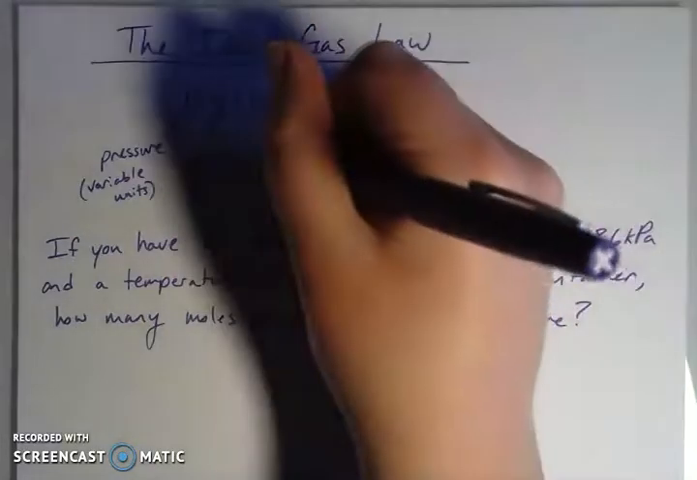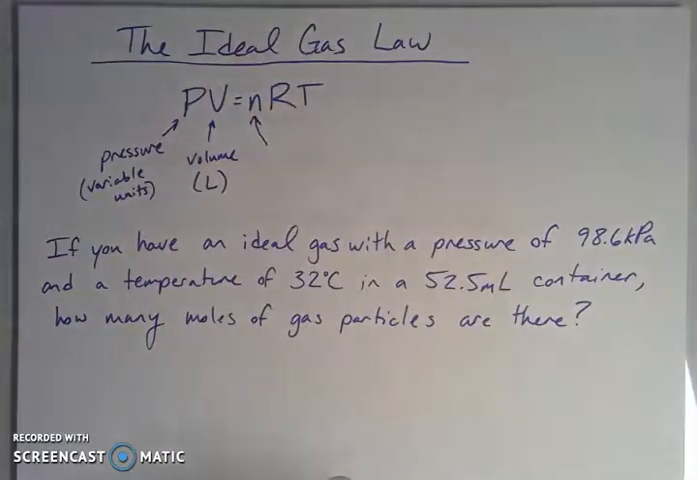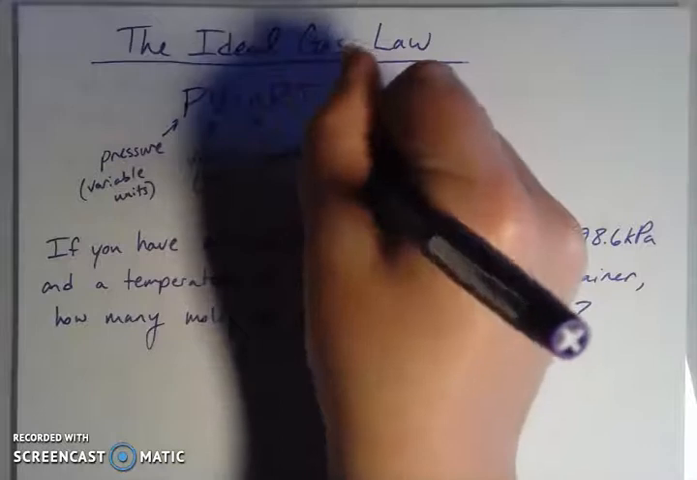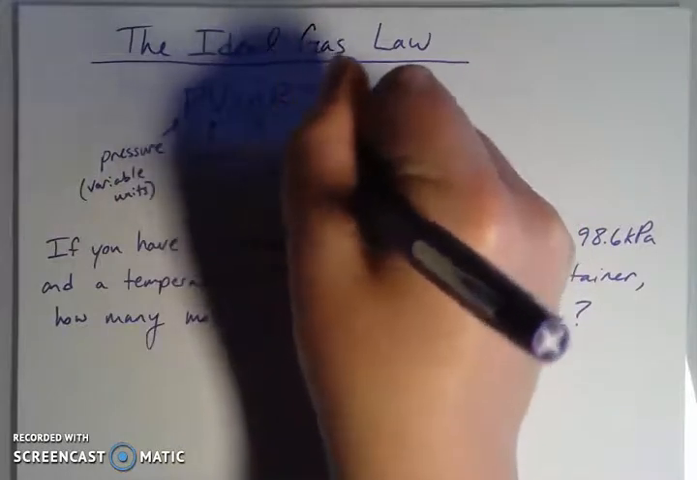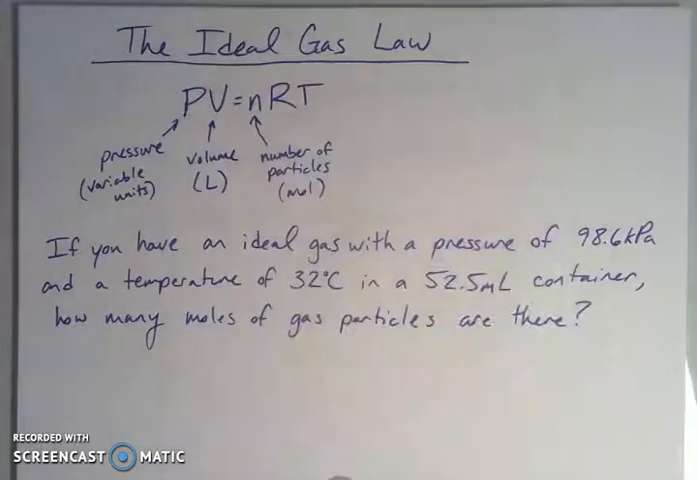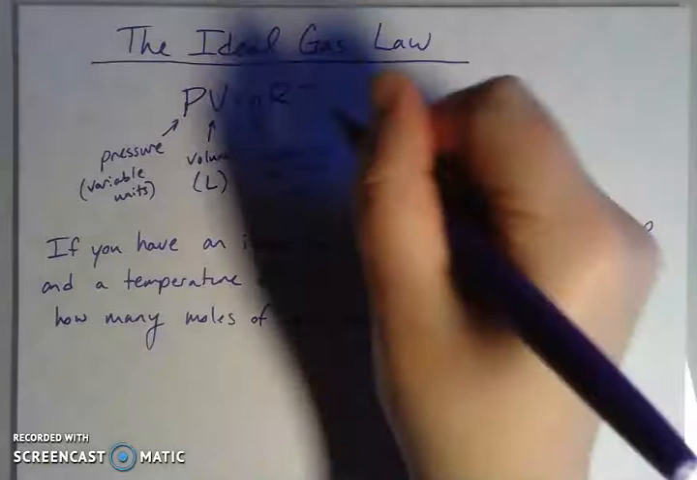use this equation. n is the number of particles, so that's going to be in moles, because that's what we as chemists use to talk about quantities of things. It answers the how much or how many question.